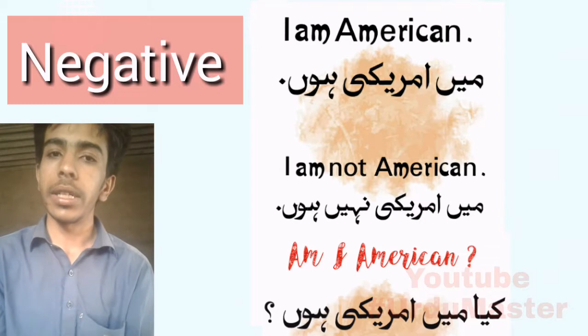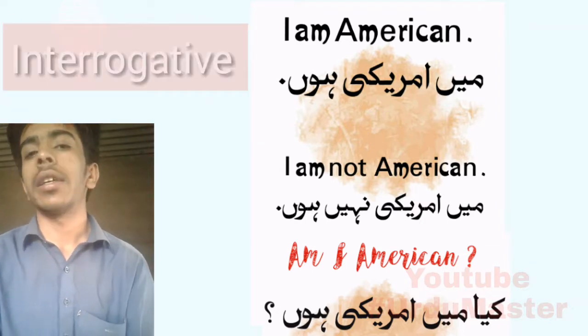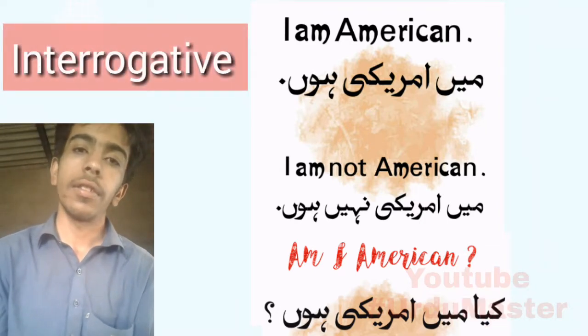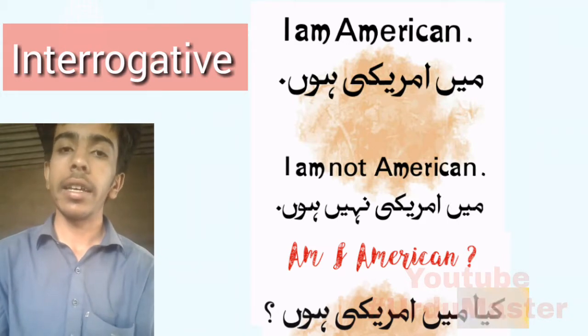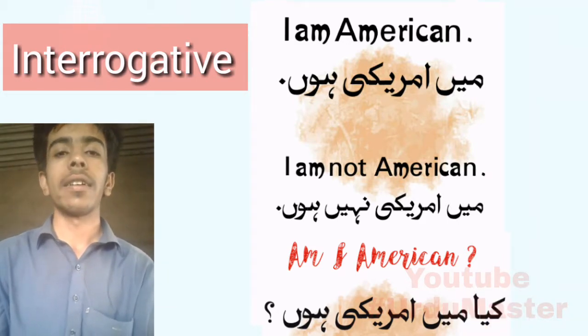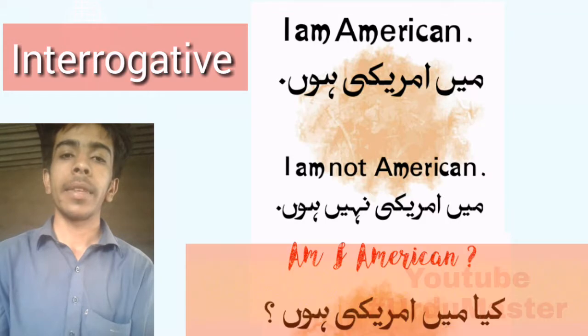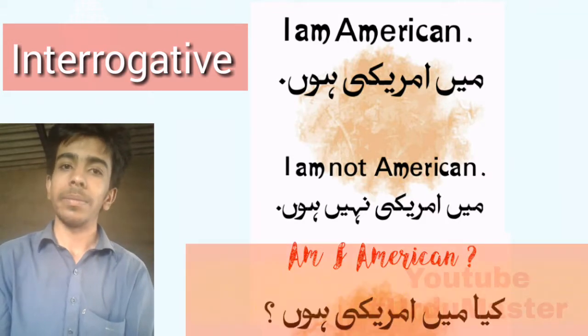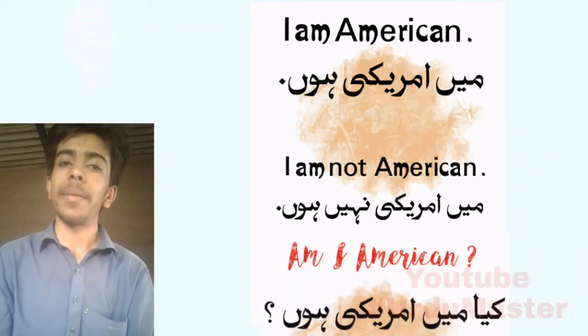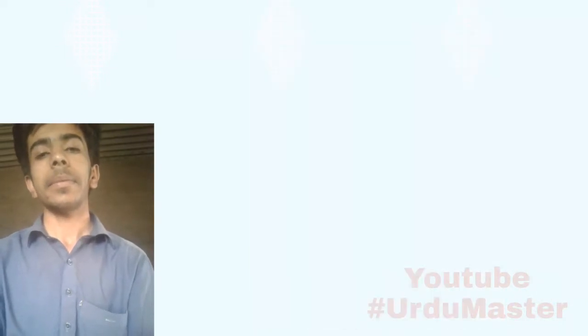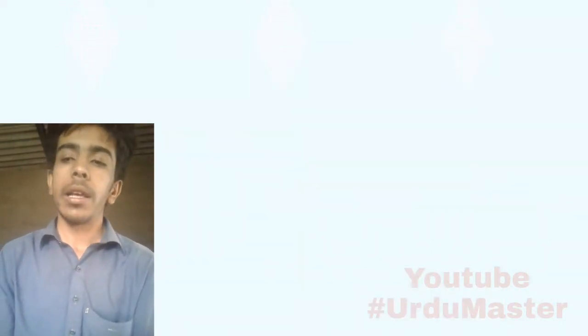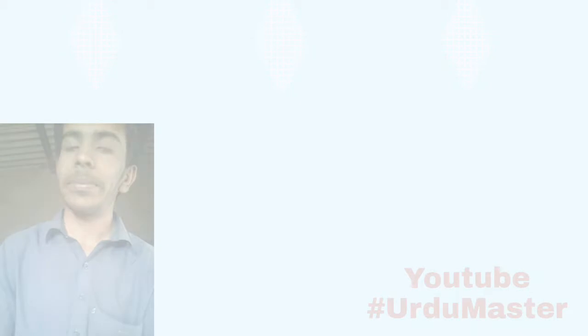And if we want to make it interrogative, we just add kya in start of sentence. Let's try. क्या मैं अमरीकी हूँ? Am I American? Now look at few more examples.